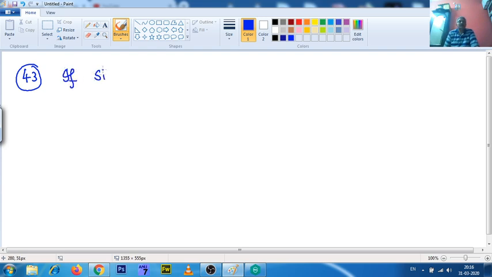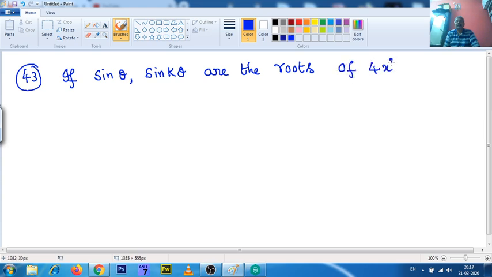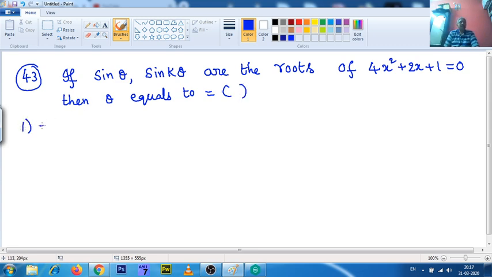If sin theta comma sin k theta are the roots of 4x square plus 2x plus 1 equals to 0, then theta equals to, so the first one is minus 18 degrees, second one is 18 degrees, third one is 36, fourth one is minus 36 degrees. Okay, this is the question we have.